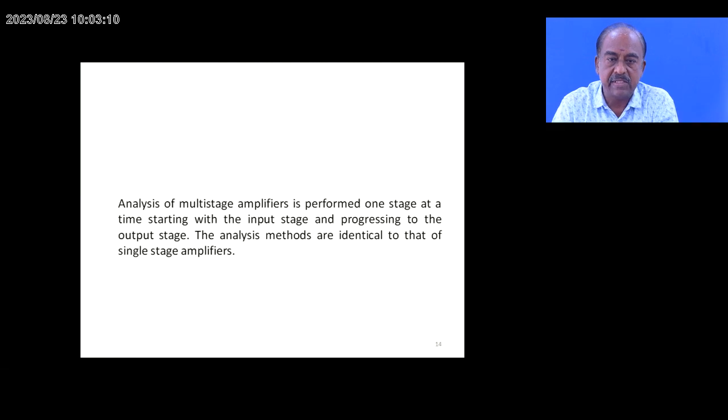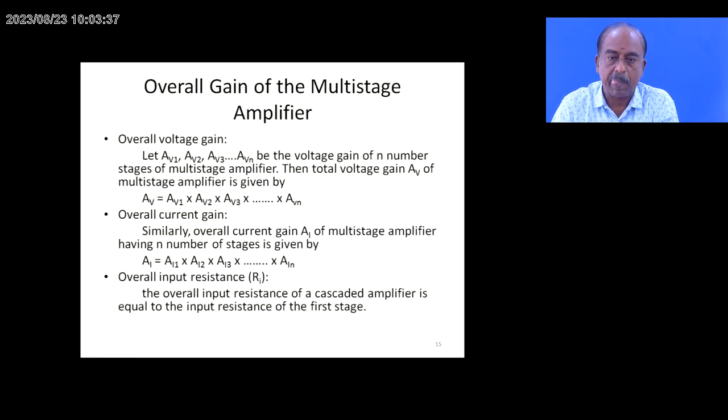In this analysis of multi-stage amplifier, we perform one stage at a time, starting with the input signal to the first stage. The output of the first stage acts as the second stage input signal. By this way, the matching is also required. First stage output impedance should be the same as the second stage input impedance. Therefore, impedance matching is very important in this case.